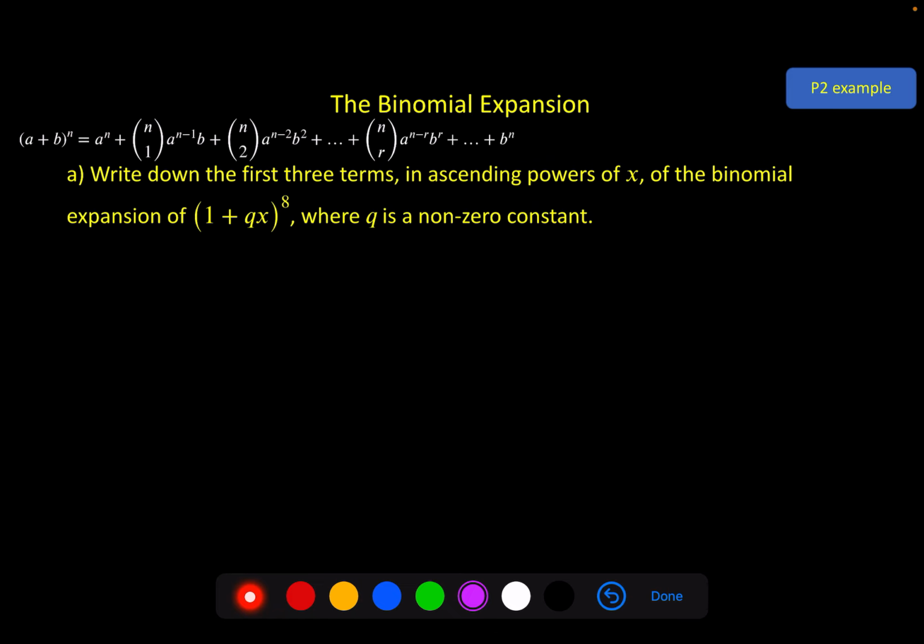Part A, write down the first 3 terms in ascending powers of x of the binomial expansion of 1 plus qx to the 8, where q almost obviously is a non-zero constant. That is just a formal addition on the end there, because obviously if q is 0, then it doesn't matter what x is. This is all 0, and 1 to the 8 is just 1. So that's a little bit of formality that you might see in a question that doesn't really matter, because that's quite obvious.